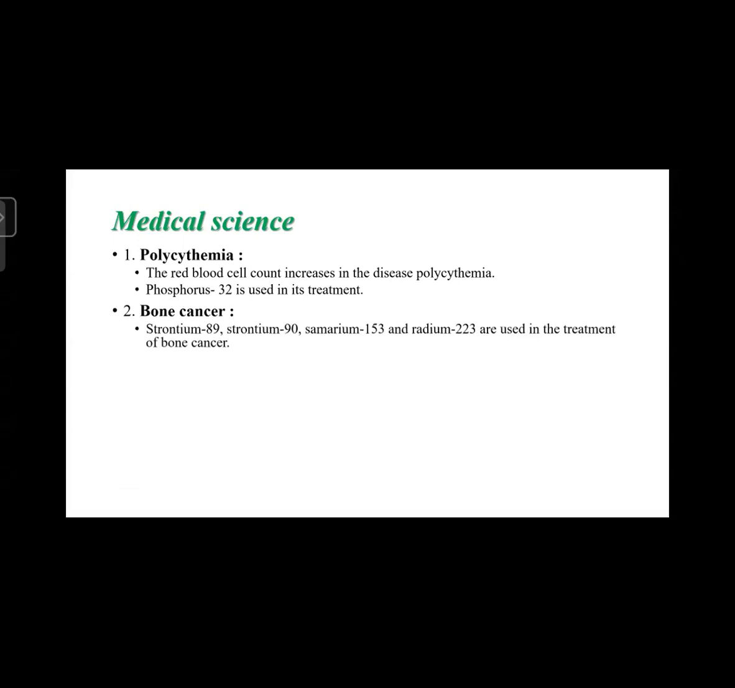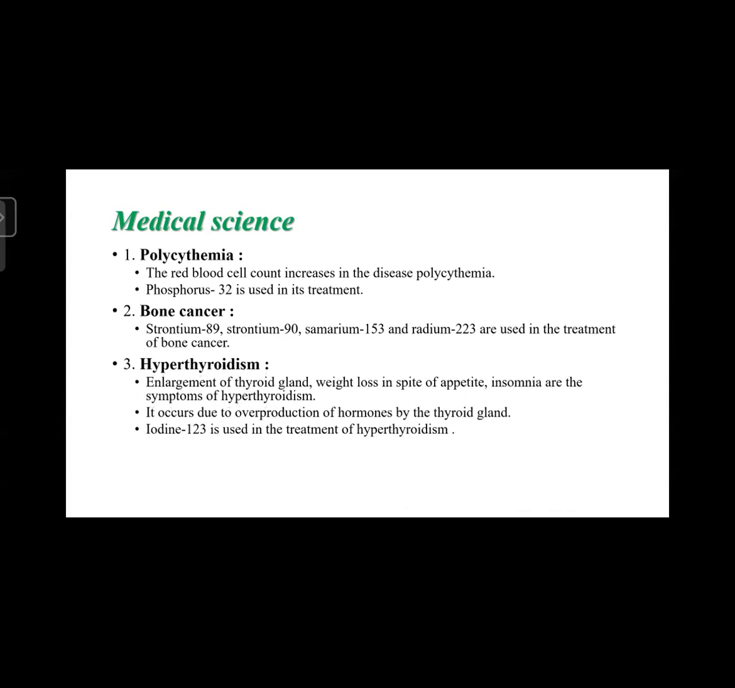Next field is medical science. The disease polycythemia is a disease of red blood cells. The red blood cell count increases in this disease. Phosphorus 32 is used for this treatment. For bone cancer, strontium 89, strontium 90, samarium 153, and radium 223 are used for the treatment.